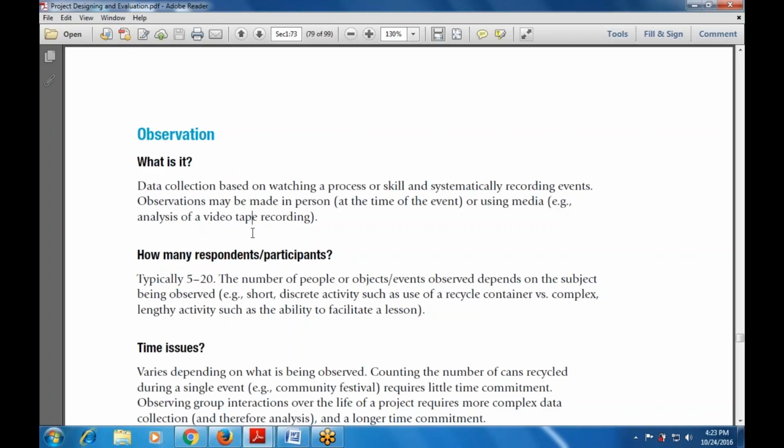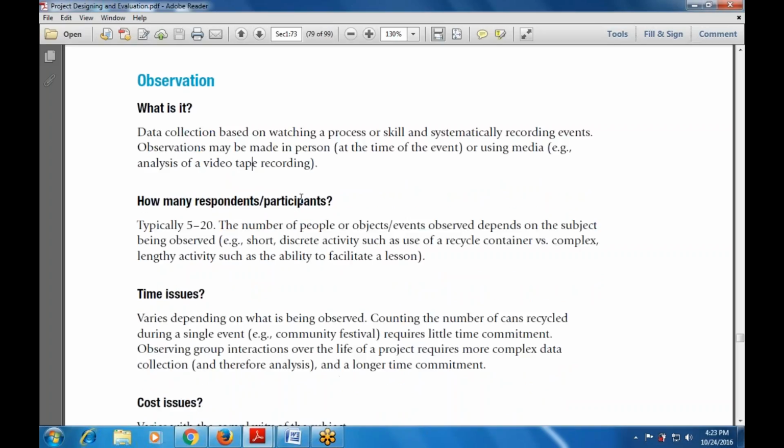Whatever the observation, the tool is required to watch a process or skill and systematically record the event. And that observation may be done in person at the time of the event or using the media.